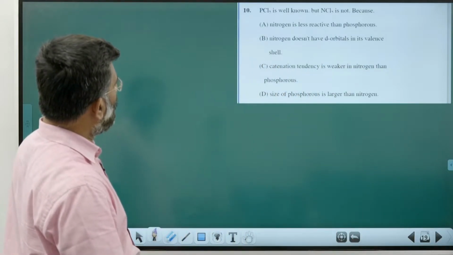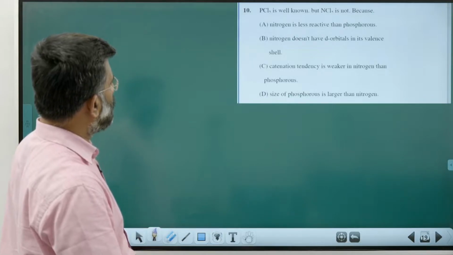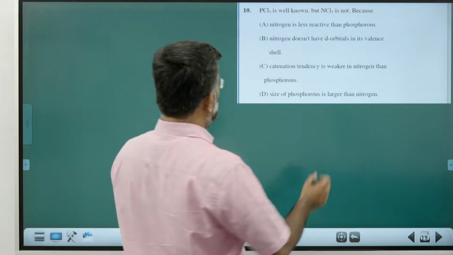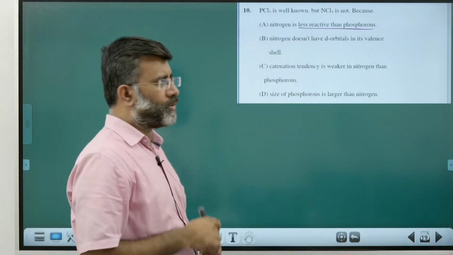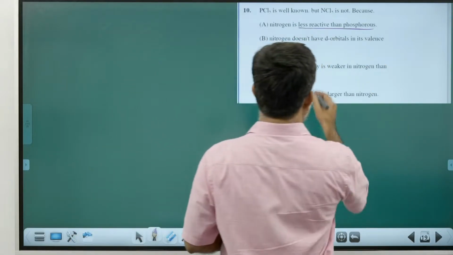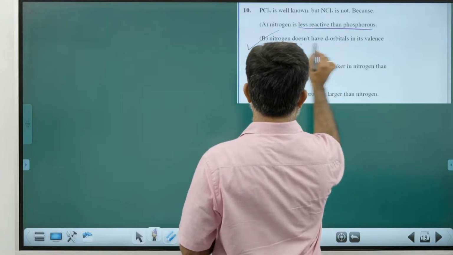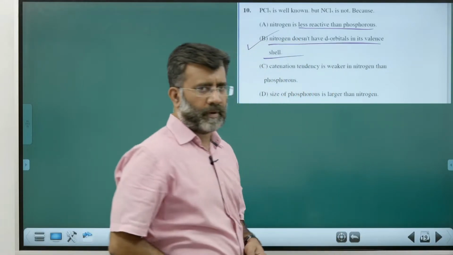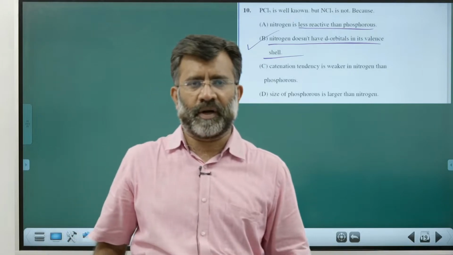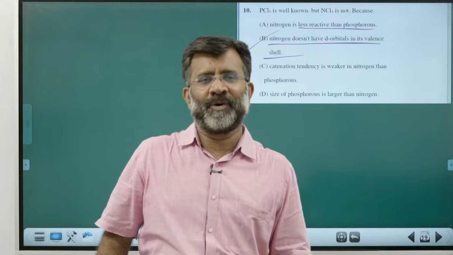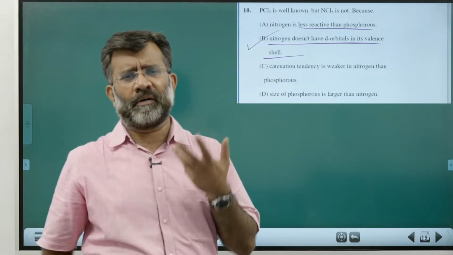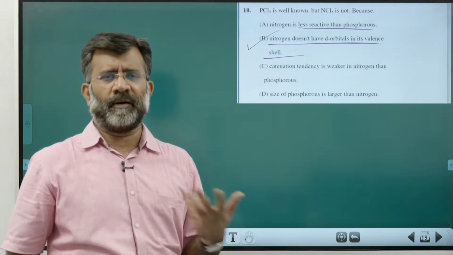PCl5 is well known, but NCl5 is not, because nitrogen is less reactive than phosphorus. It is a true statement, but not connected to this. Nitrogen doesn't have d orbitals. That is the correct answer. Due to the absence of d orbitals, nitrogen cannot extend its covalency beyond 4, and that is the reason why NCl5 does not exist. A well-known point discussed in the classes.